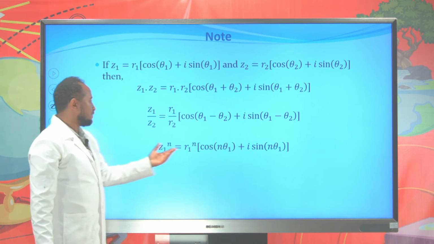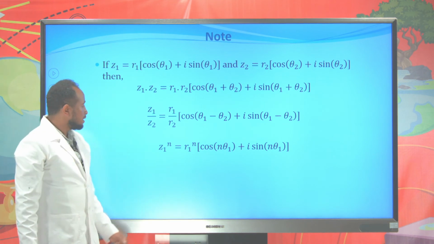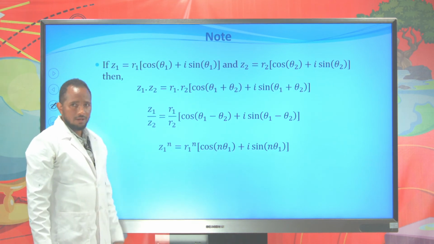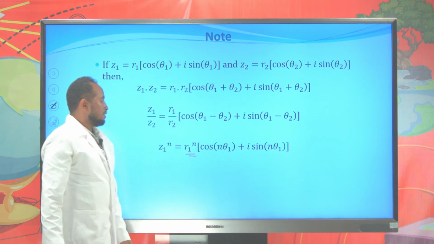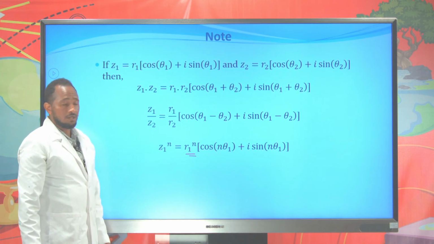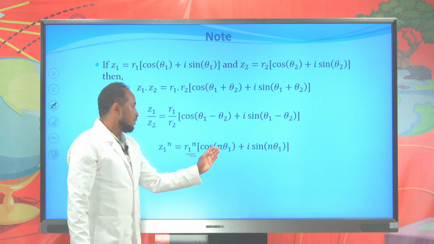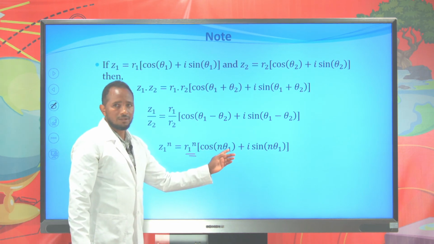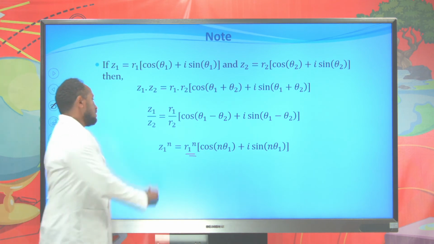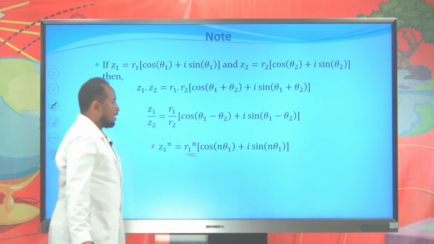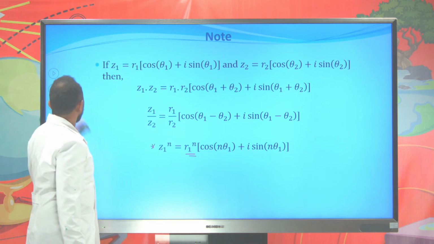And we'll have this one also: z1 to the power of n is equal to the nth power of its modulus times cosine of n times its argument theta 1, plus i sine n theta 1. So these are very important formulas. Now let's see an example for this.